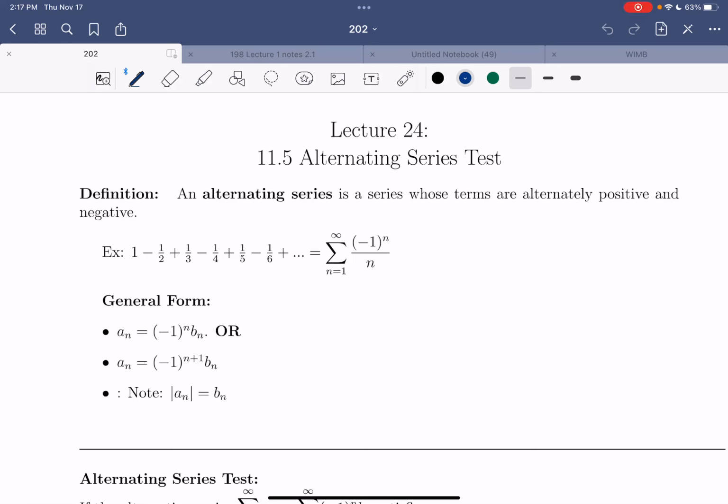Hi all, this is lecture 24. We're talking about section 11.5 on alternating series test.